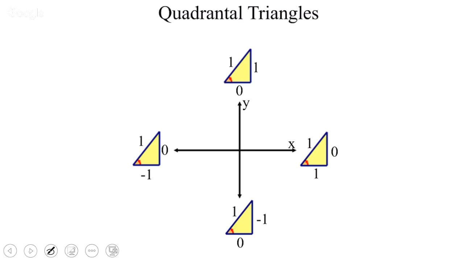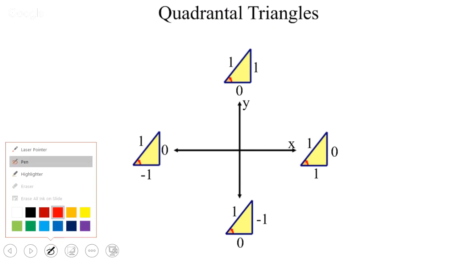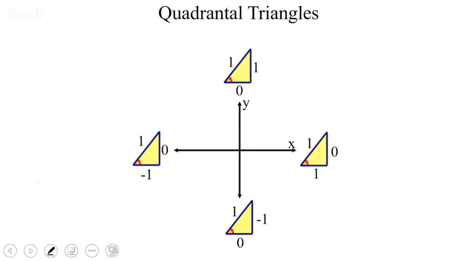So let's think about our quadrantial angles. These are my quadrantial angles. I want you to notice some similarities. First of all, with all my quadrantial angles, 1 is the hypotenuse. They all look the exact same, and 1 is the hypotenuse.